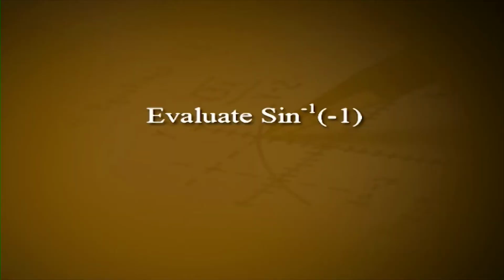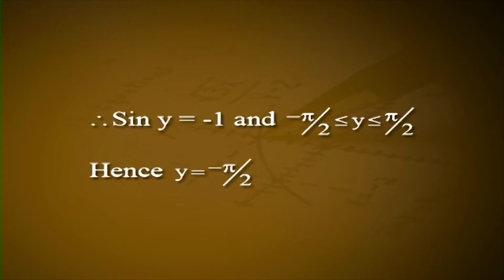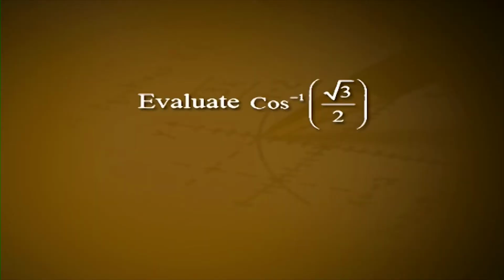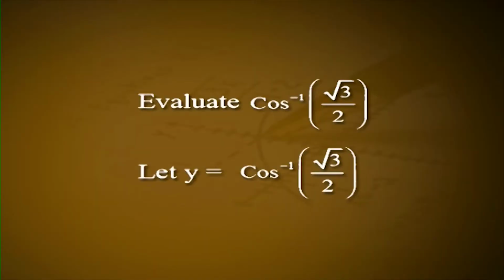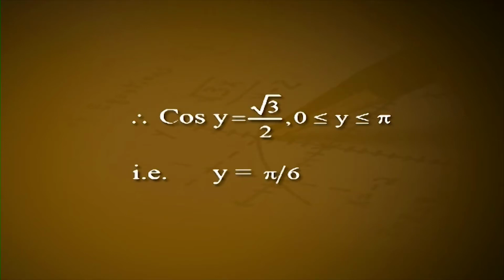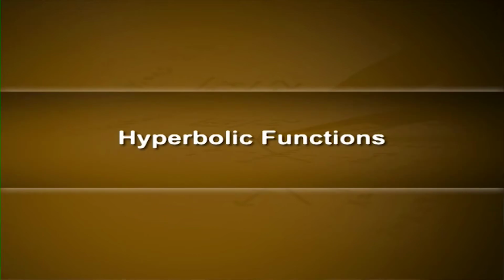Example 2. Evaluate sin inverse of minus 1. Here let y is equal to sin inverse of minus 1. Therefore, sin y is equal to minus 1 and minus pi by 2 is less than or equal to y less than or equal to pi by 2. Hence, y is equal to minus pi by 2. Example 3. Evaluate cos inverse root 3 by 2. Here let y is equal to cos inverse root 3 by 2. Therefore, cos y is equal to root 3 by 2, 0 less than or equal to y less than or equal to pi, that is y is equal to pi by 6.